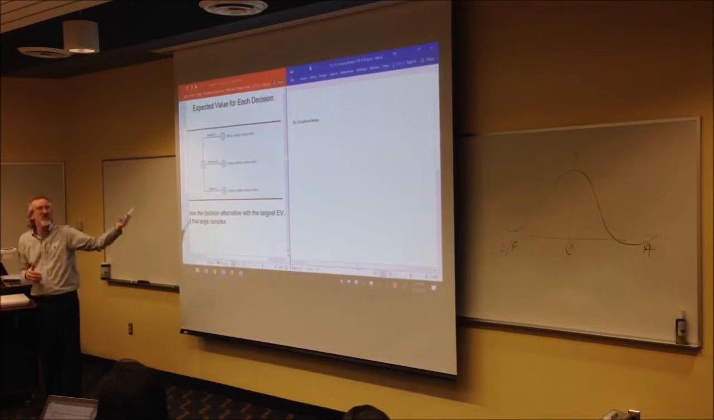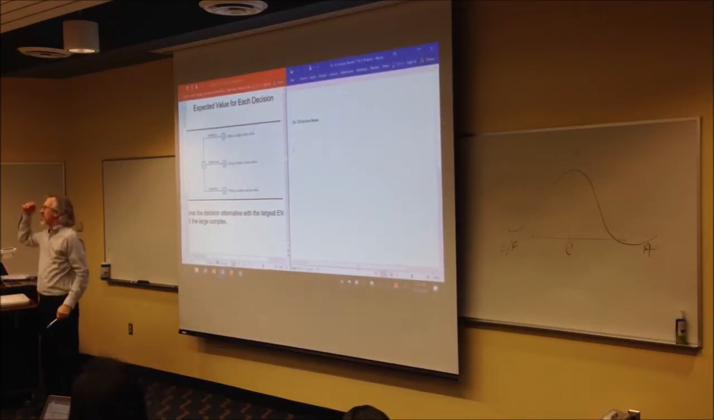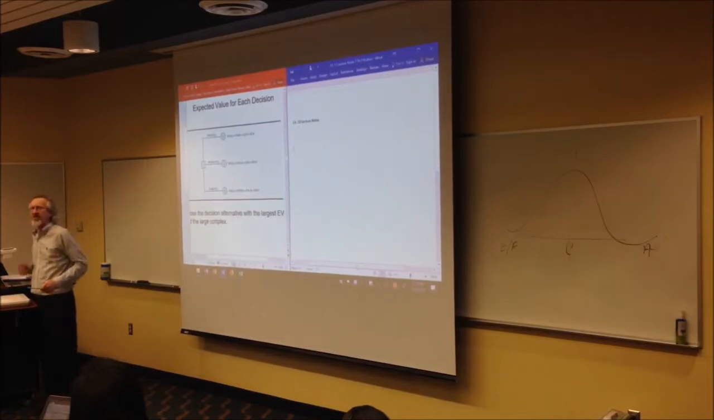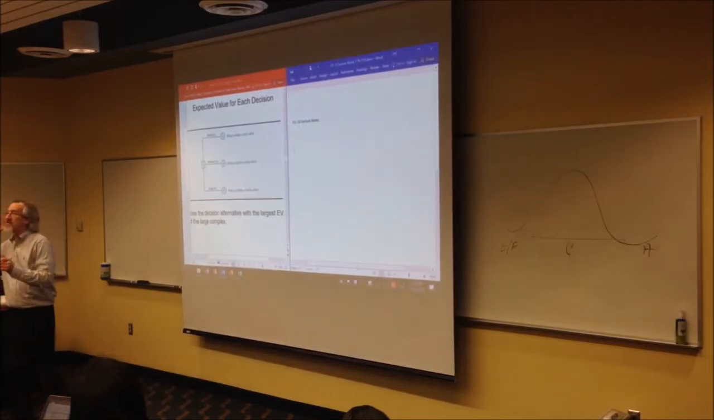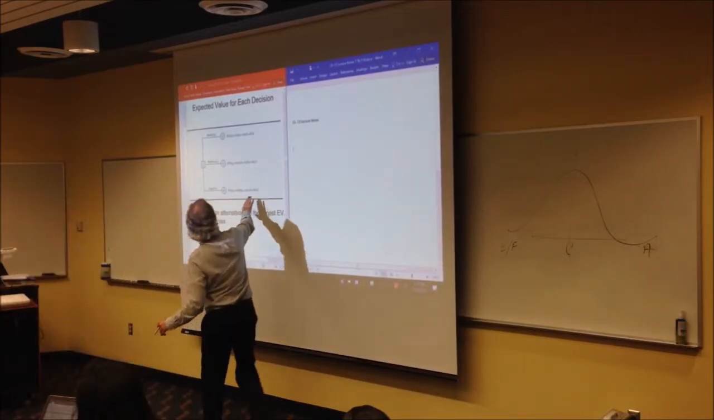A, B, or C? 1, 2, or 3? Small, medium, or large? What are you recommending based on expected value? The largest number or the smallest number? And again, because it's profit, so you're saying I'm recommending this.